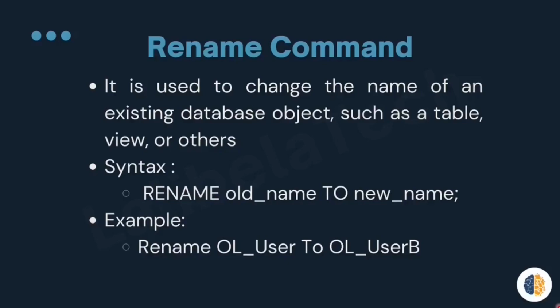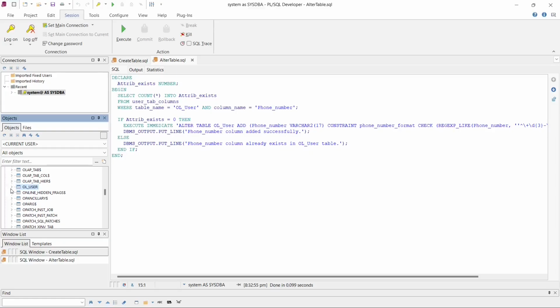Now let's see the implementation in PLC. Under the OL user table, since we already added the phone number, let us check again. Click here or expand, then check the columns. Here it includes the attributes: user ID, first name, last name, email, password, phone number, which means we already added the phone number. Now let us execute the rename command.